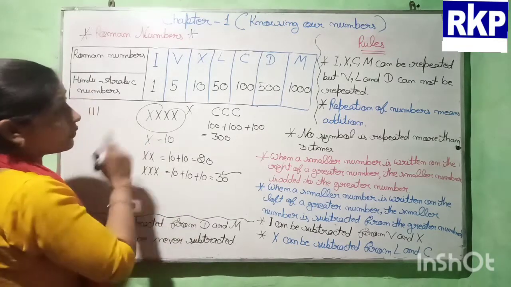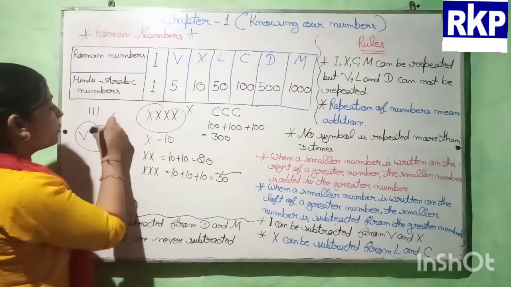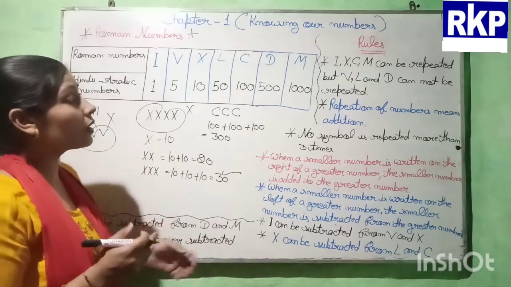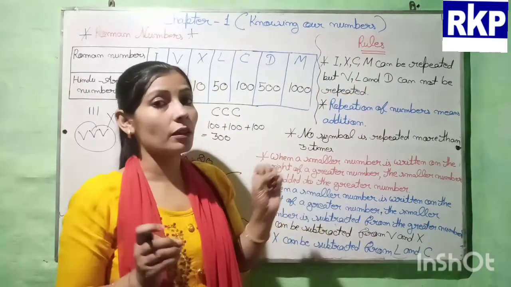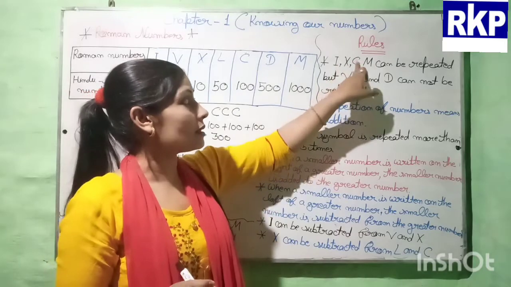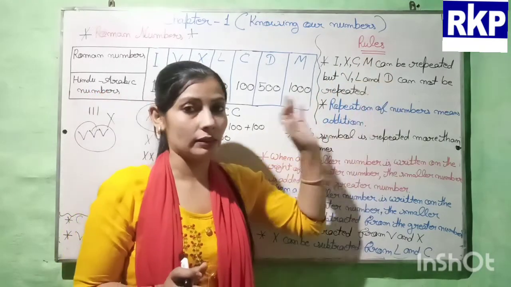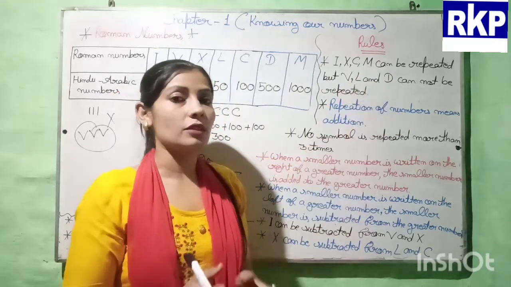But if I write VV, then it will be wrong. Why? Because we cannot repeat V, we cannot repeat L and we cannot repeat D. We can repeat only I, X, C and M. We cannot repeat V, L and D. If we repeat these symbols, then it will be wrong.